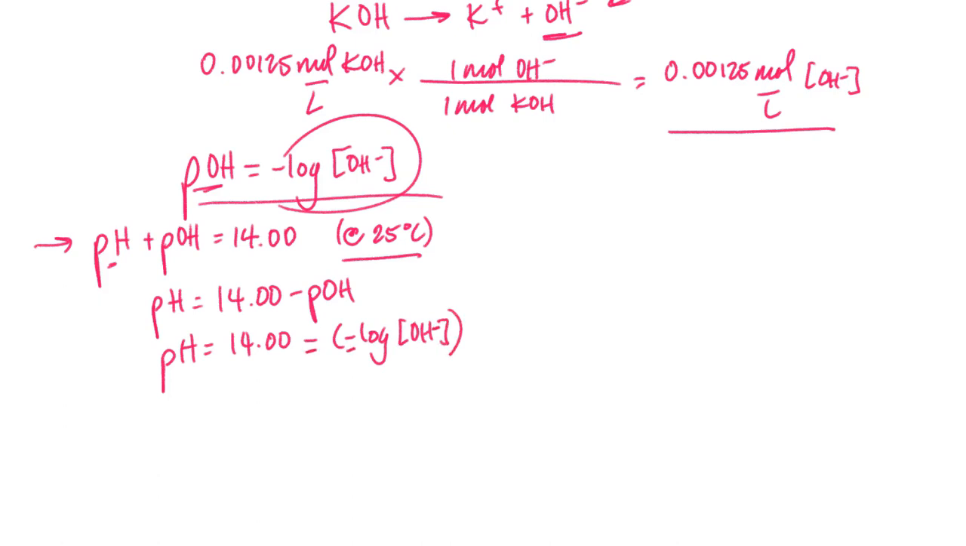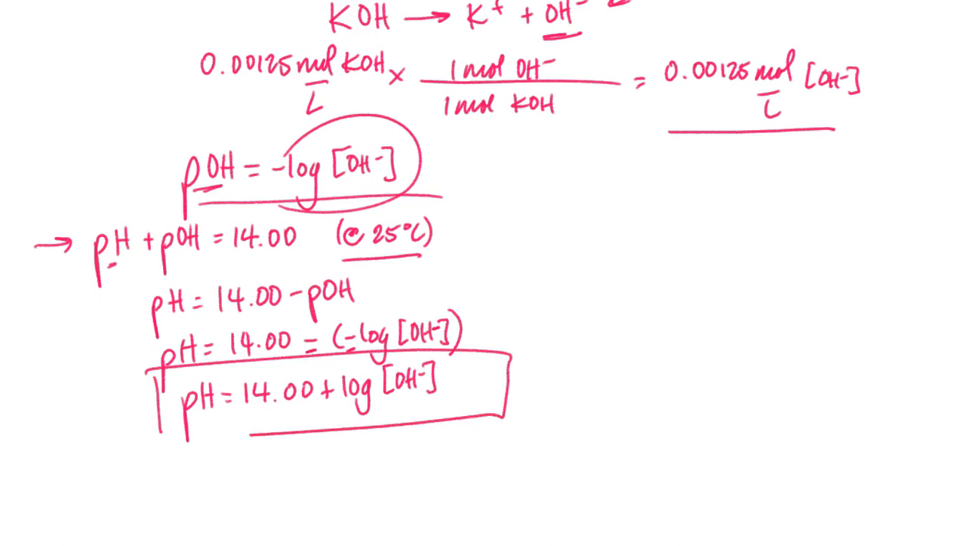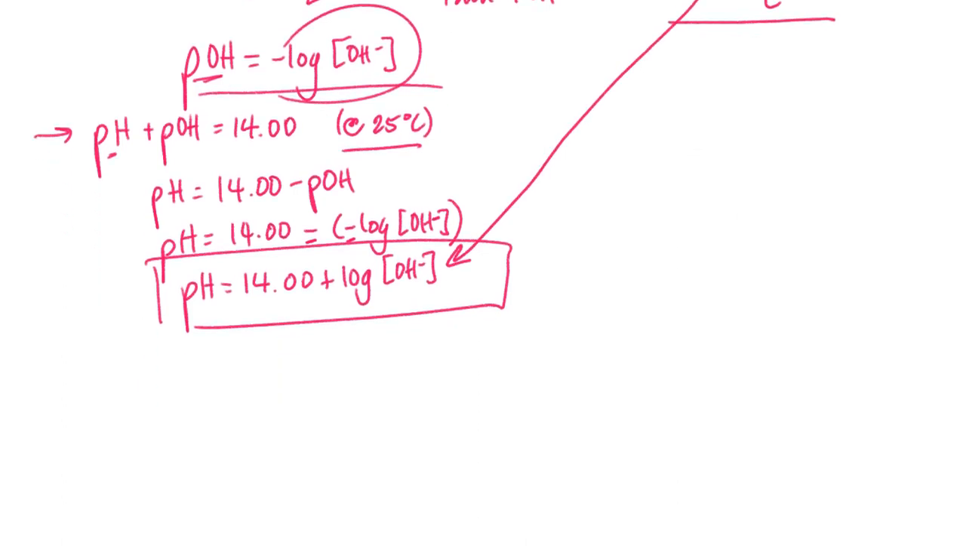Okay, these two negatives, when you multiply through, would become a positive, and I end up with the final equation of pH is equal to 14 plus the log of the hydroxide ion concentration. So now I've managed to derive for myself an equation where I can use this concentration of hydroxide ion that I calculated earlier. So going ahead and plugging into this equation and doing the math accordingly, I end up with a pH of 11.10.